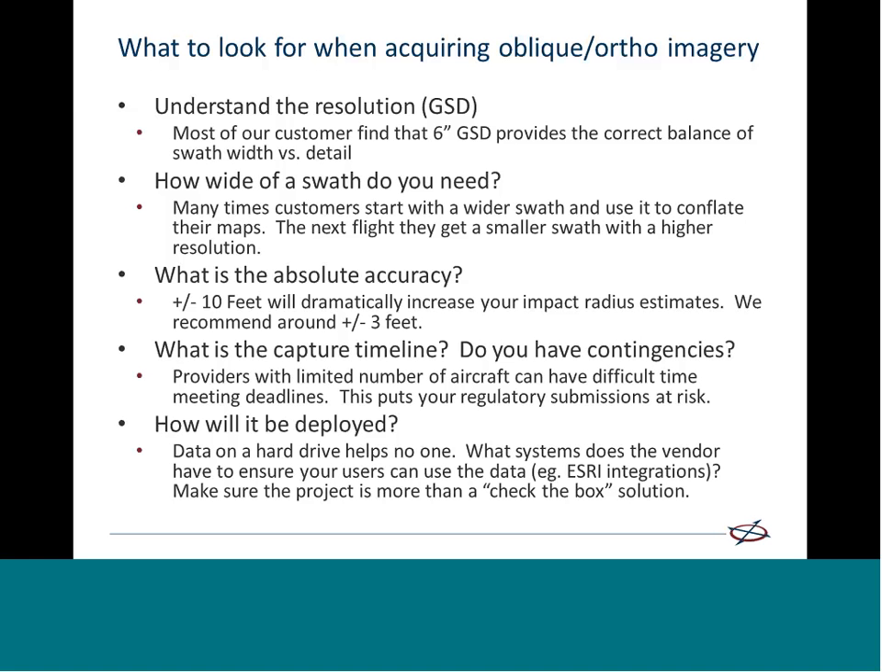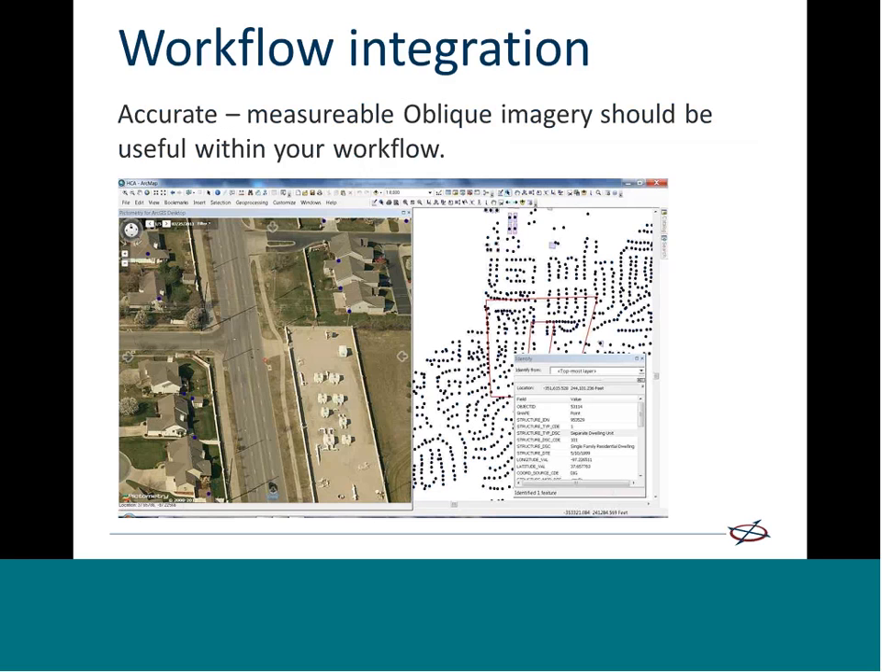And this is a big one that we see all the time: how will that imagery be deployed? And how will the information and data that you're getting, will it benefit anyone else in your organization? A key example of this is, especially when it comes to metric oblique, you don't want to spend the money on that sort of solution and then have it just sit under a box or in someone's desk and no one else gets to use it.